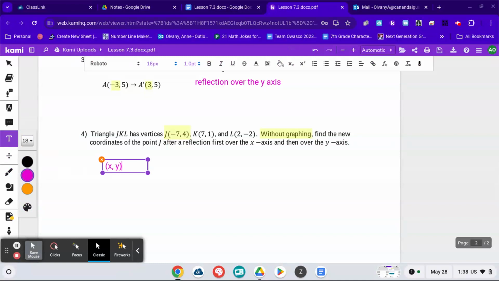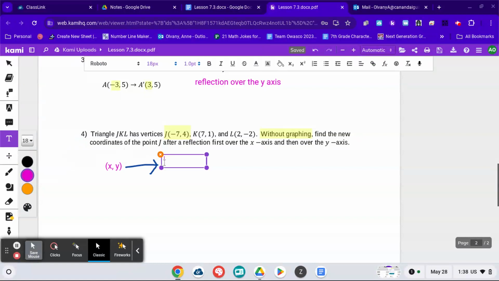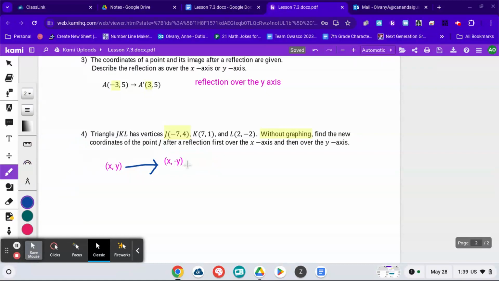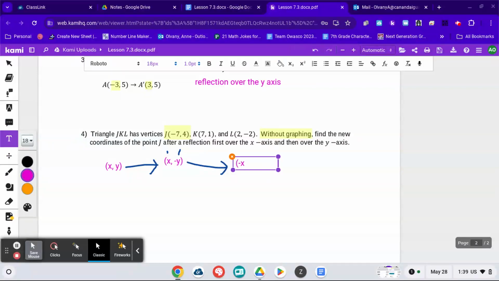We're going to take x, y and reflect it over the x-axis, which means that my x is going to stay the same. So this new point is going to be x, negative y. And then I'm going to reflect it over the y-axis. So now this is my x right here, and this is my y right here, and my y is going to stay the same. So I'm going to negate that x, negative x, and the y stays the same, which is negative y.